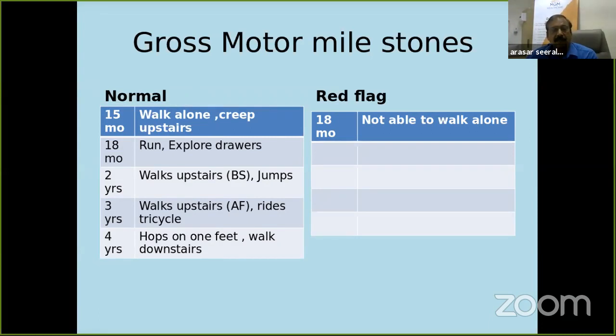And this is after 1 year and up to 4 years, the normal gross motor milestones. And I've stopped the red flag at 18 months. If a child is not able to walk alone by 18 months, that's an important red flag sign in motor development. And I've not put subsequent things because that needs to happen, that 18 months, for the subsequent things to carry on. This is one of the very, very important milestones in every baby and in every family to be celebrated.